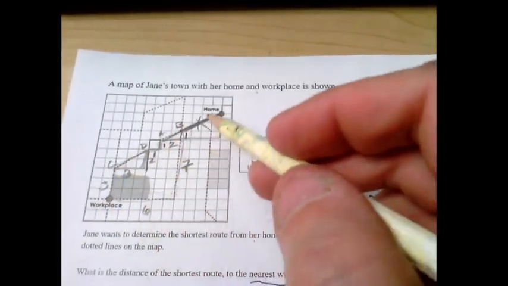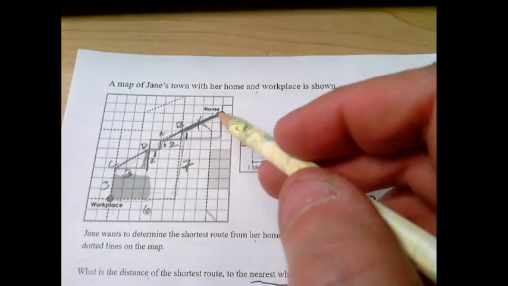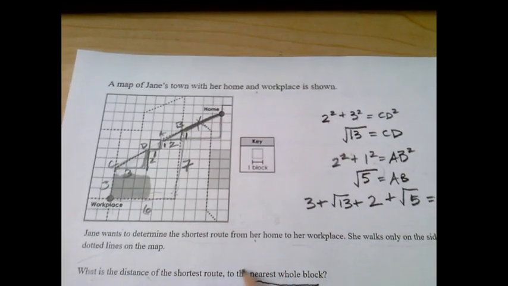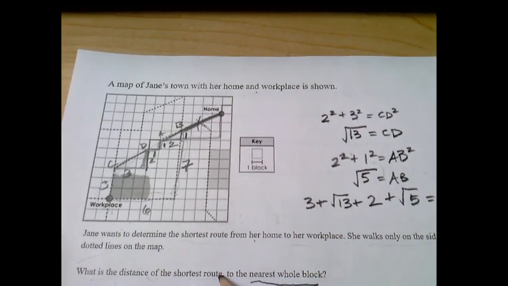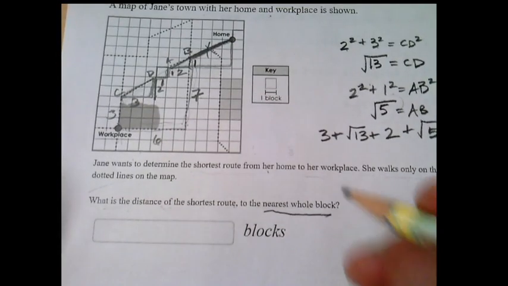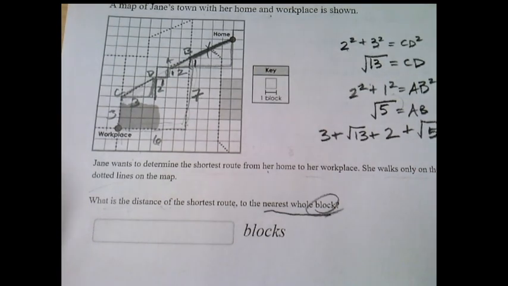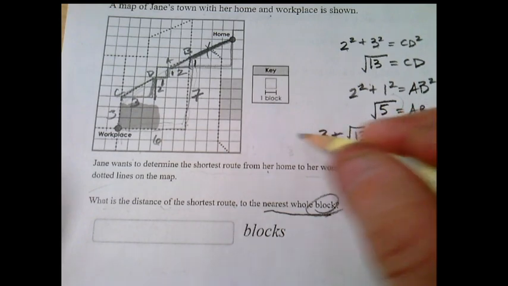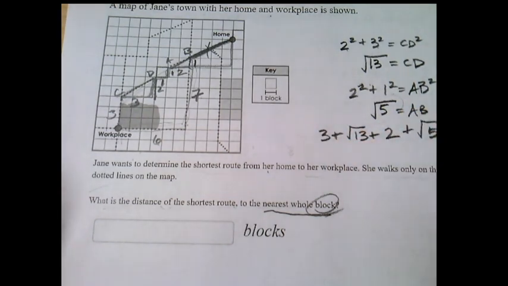Now, here's the thing. I know what I want to take. Now I have to figure out this right here. What is the distance of the shortest route to the nearest whole block, okay? I didn't do that to the nearest whole block. What that translation is, nearest whole number. So I'm going to go ahead and do something like this. We already know what this length is up here. It was like 10.8. I'll go back to it in just a second.